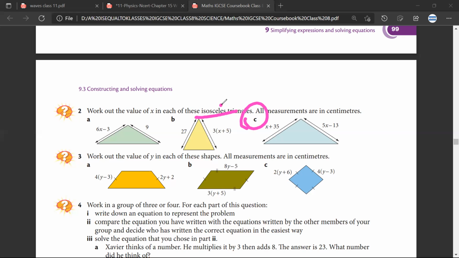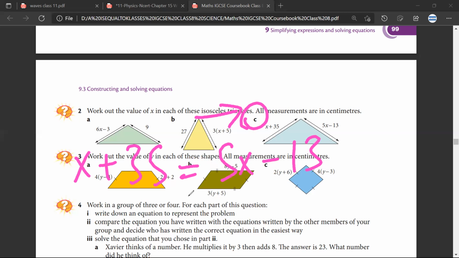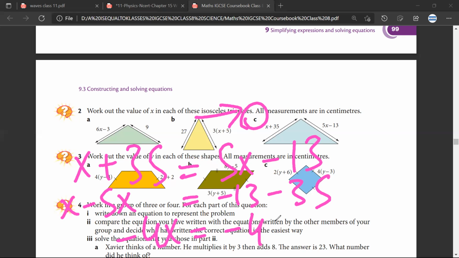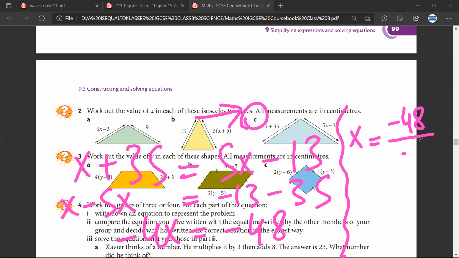Mr. Sarthak, how do I solve C part? x plus 35 equals 5x minus 3. So 5x will go to the left hand side and become minus 5x, and plus 35 will go to the right hand side and become minus 35. So x minus 5x will be minus 4x equal to minus 48. So x equals minus 48 upon minus 4. So it will become plus 12.